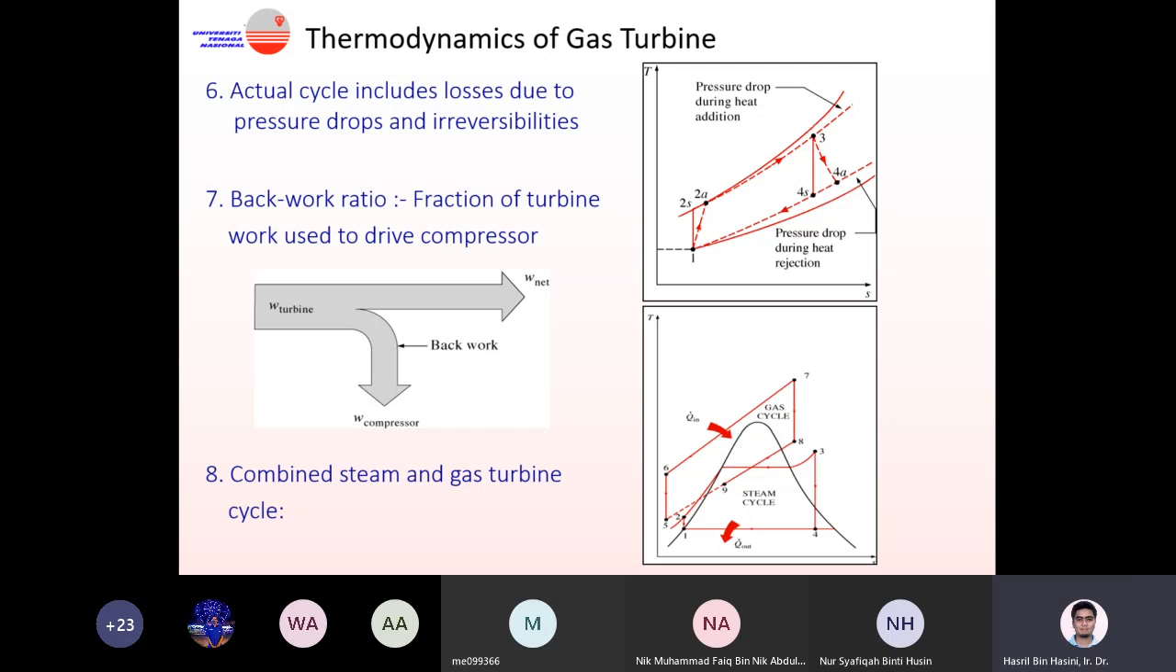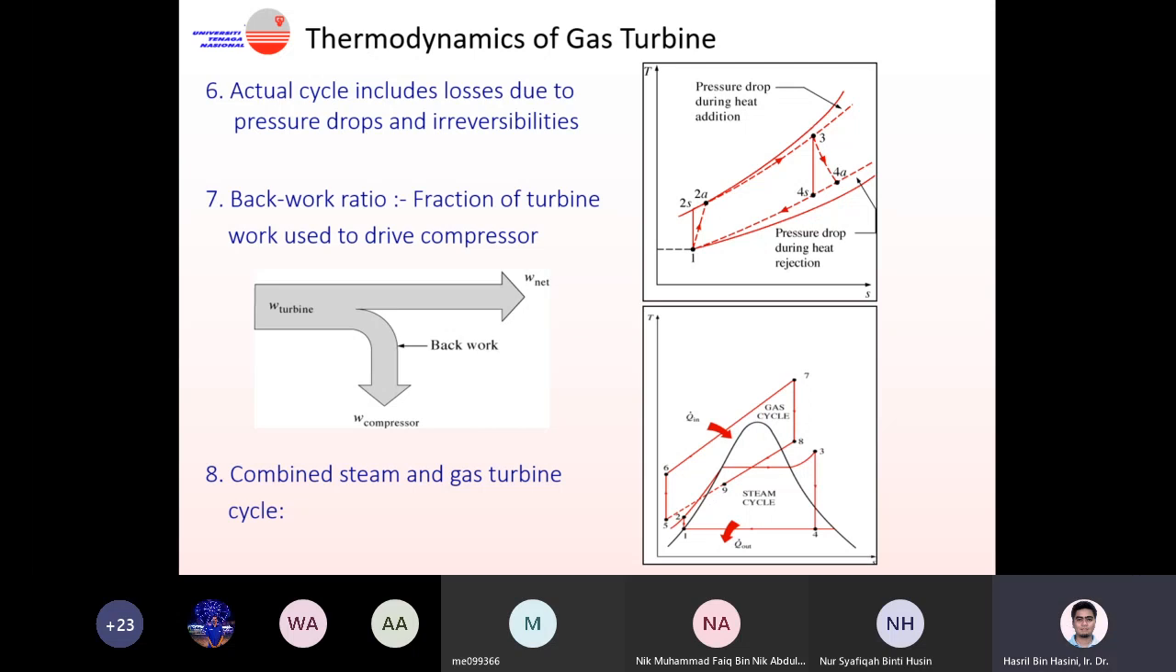Because you have a work-consuming device and a work-producing device under the same machine, some of the work produced by the turbine is used by the compressor in order to compress more air for the combustion process.